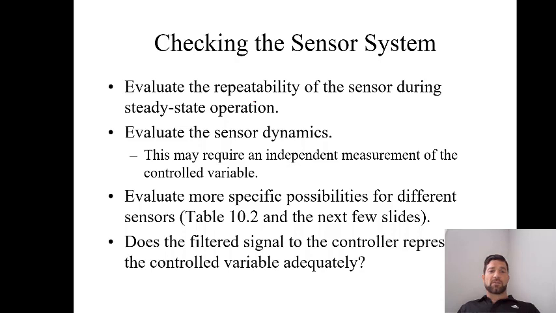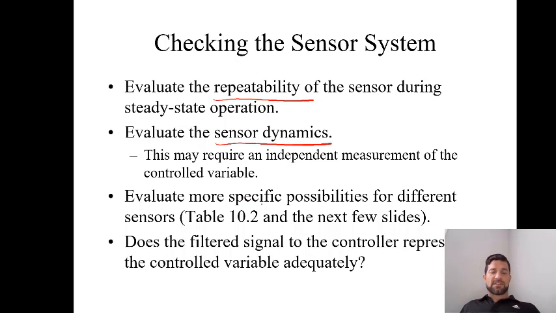So some of the things we want to do for the sensor is evaluate its repeatability when there are no changes occurring to the process. We can look at sensor dynamics by causing a known change in the process. It might require an independent measurement of the control variable using another type of sensor system. But again, these are the types of things we can do. We can calibrate the sensor by having another independent measurement being made.